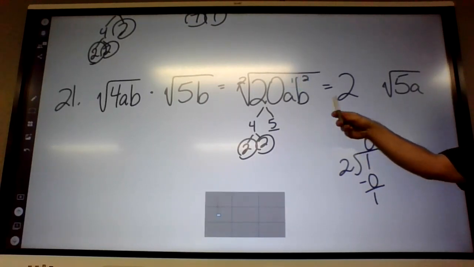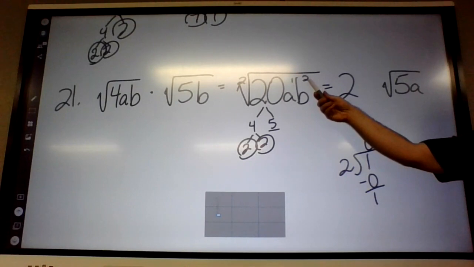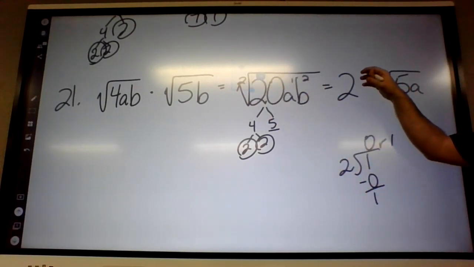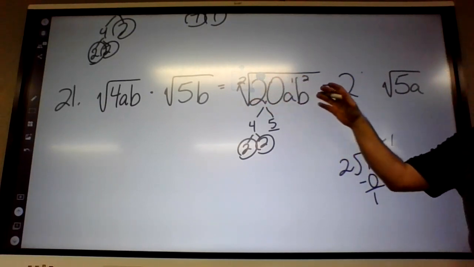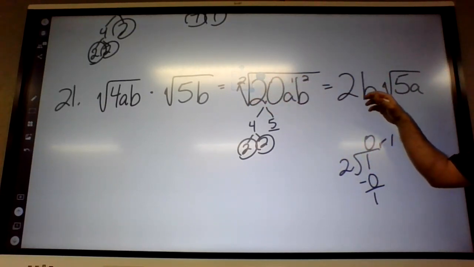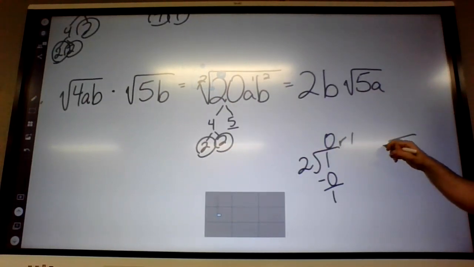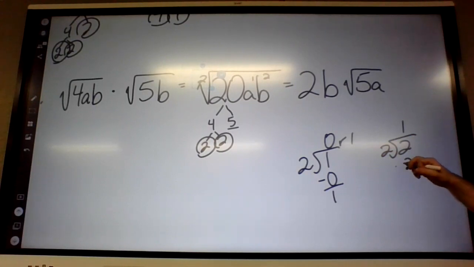But the b's, however, you can do. 2 divided by 2 is 1. That means 1 b does come out, with a remainder of 0. 1 times 2 is 2, remainder is 0. Square root of b squared is b.